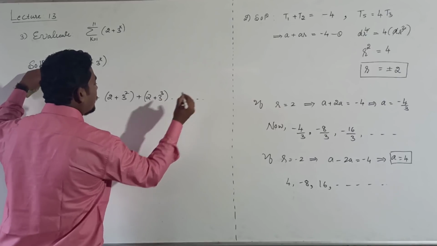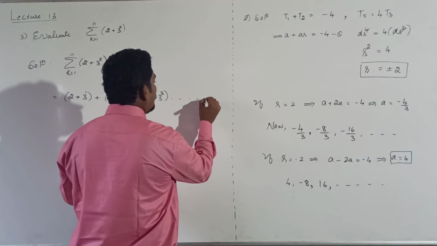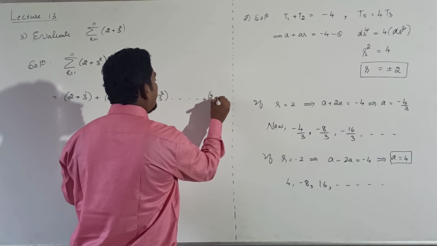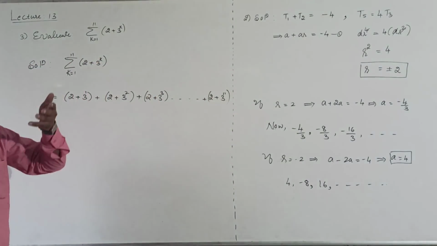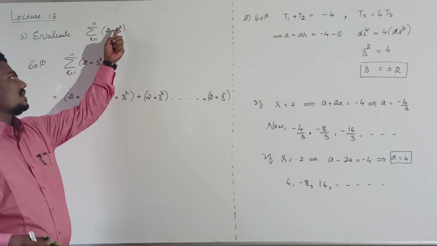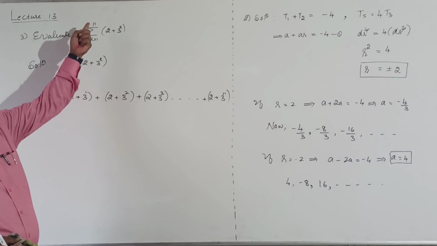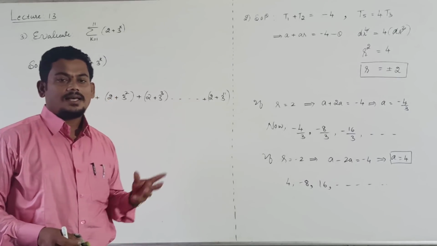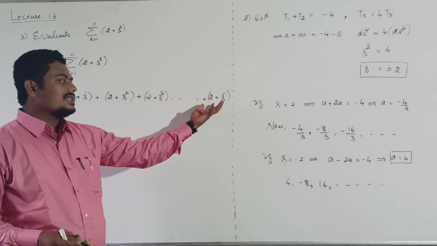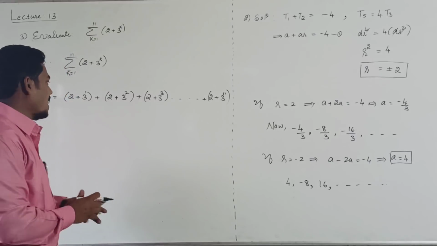In the same way, what is the last term? Plus 2 plus 3 power 11, because our k value or n value, in this case the variable is k, ranging from 1 to 11 means the last term of this series is the 11th term. The 11th term is the last term.